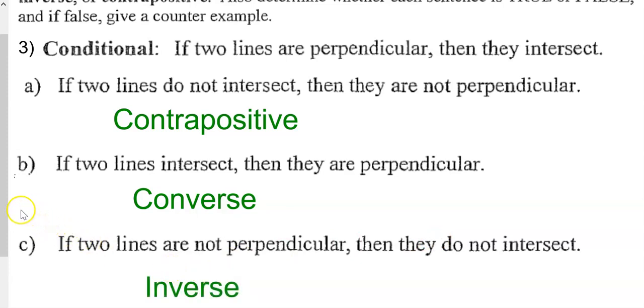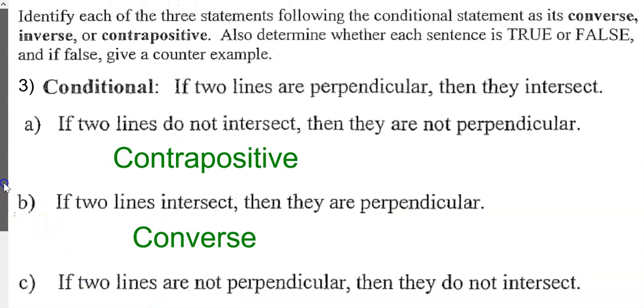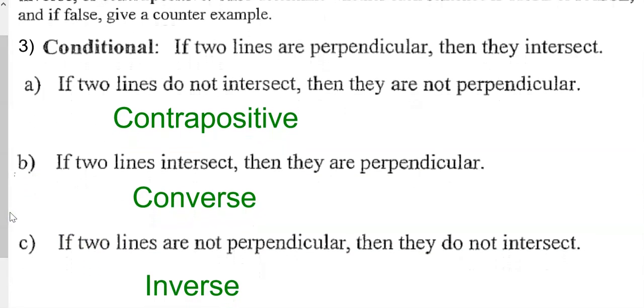Okay, so let's go ahead and go through and determine if these are true or false. So again, we are assuming the conditional is true. If two lines are perpendicular, then they intersect, and that is a true statement. If two lines do not intersect, then they are not perpendicular. That would be true. If two lines intersect, then they are perpendicular, and that is false. They don't have to be perpendicular. If two lines are not perpendicular, then they do not intersect. Again, that is a false statement.